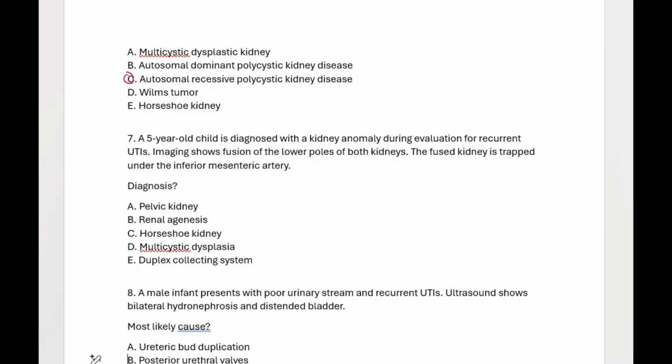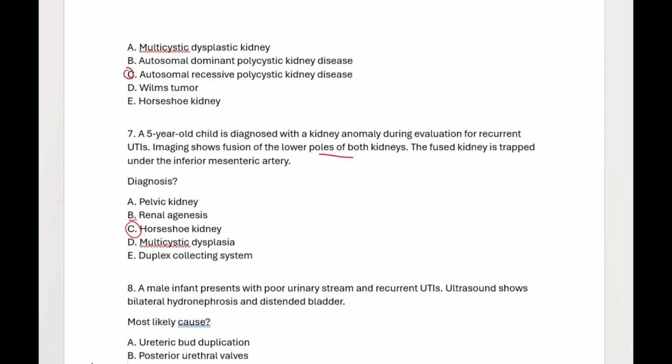Next question. A 5-year-old child is diagnosed with a kidney anomaly during evaluation for recurrent UTI. Imaging shows fusion of the lower poles of both kidneys. The fused kidney is trapped under the inferior mesenteric artery. What is the diagnosis? So this patient has what? Horseshoe kidney. And remember, it's important to know horseshoe kidney is associated with Turner syndrome.